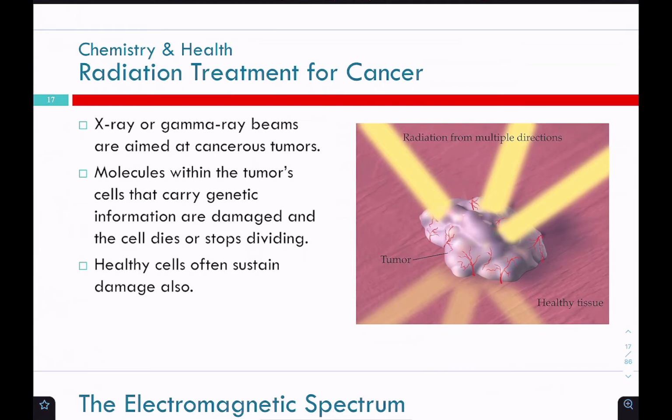And especially for gamma rays, the damage is done by the high energy particles hitting the DNA of the cancerous tumors and destroying the DNA. Because the problem with cancer is that it's a very fast replicating type of cell. So by disrupting the DNA, they don't reproduce properly, and then hopefully they self-destruct like they were supposed to in the first place.